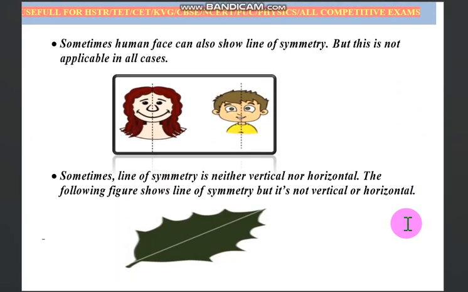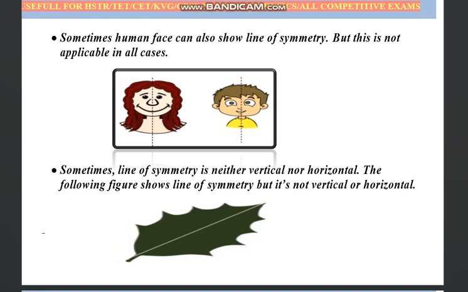Sometimes a human face can also show the line of symmetry, but this is not applicable in all cases. See here, this figure shows the line of symmetry. This vertical line divides this figure into exactly two parts. But in this one, we don't have a line of symmetry because here the hair structure is different. So this line will not divide the figure into two exact halves. So this is not a symmetric figure.